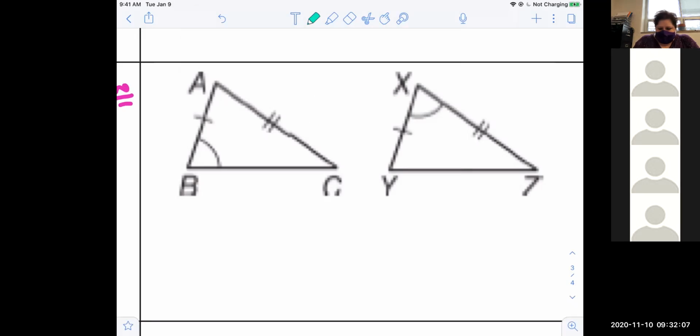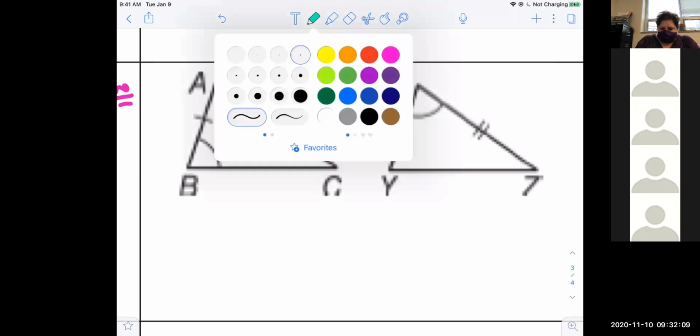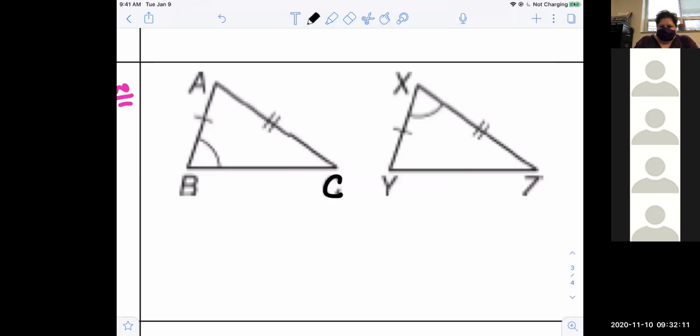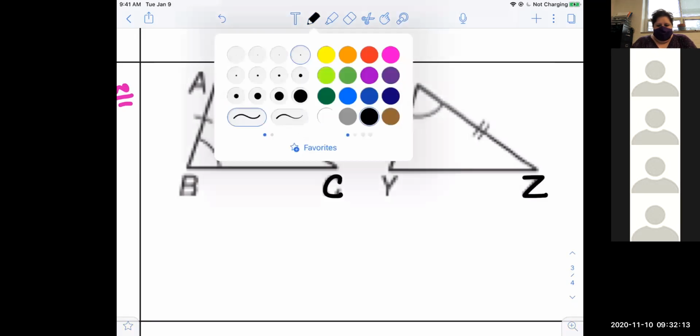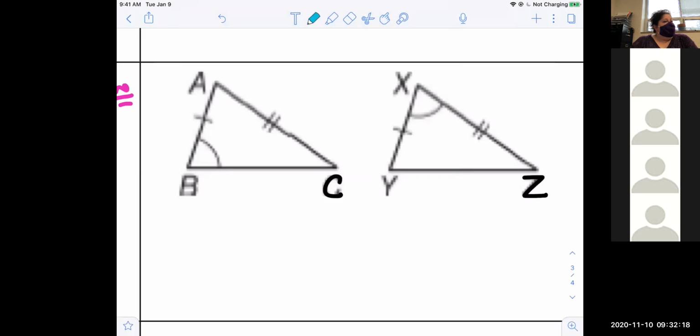Yeah, sorry about that. When I was copying and pasting, I cut that off. That's a C and that's a Z. Yeah, we don't know that. It'd be nice if they were, but we actually don't know that. For this one, there's really nothing else that you can mark. So the question is, from the markings, are those triangles congruent?